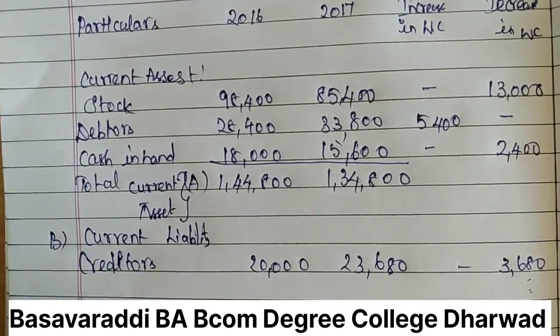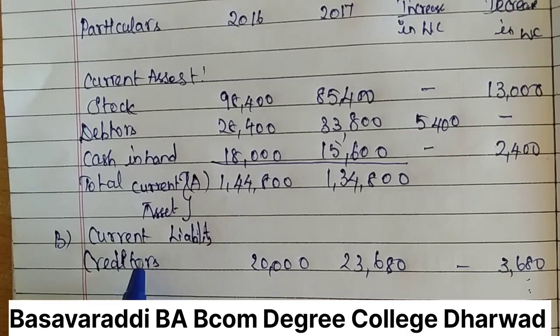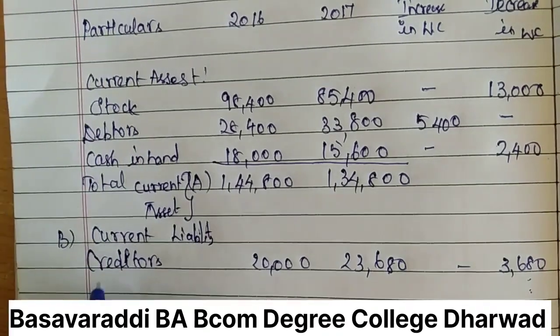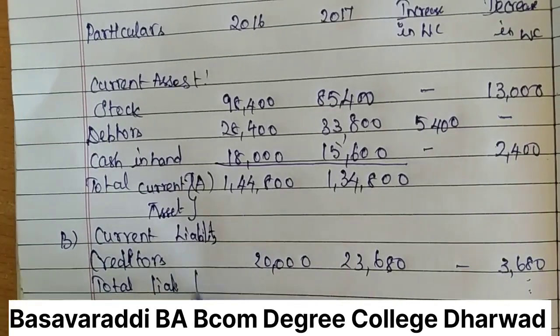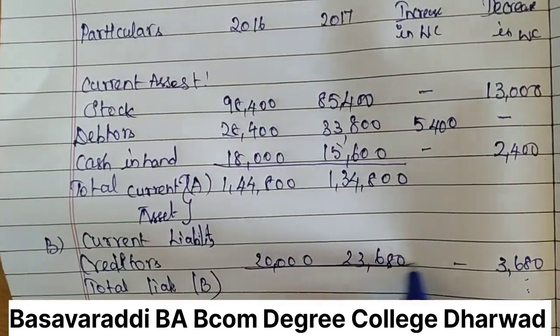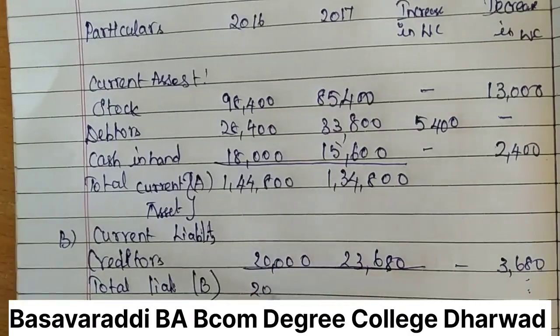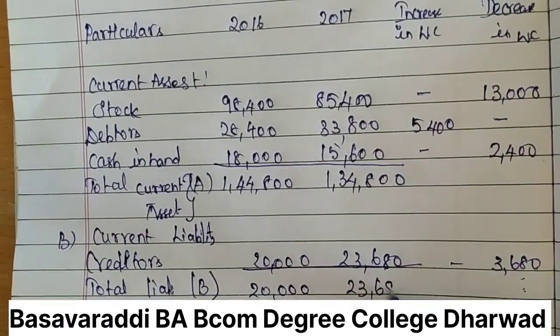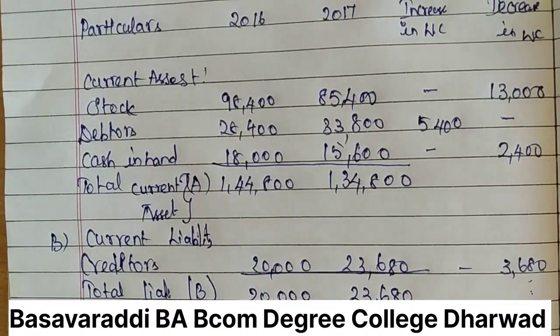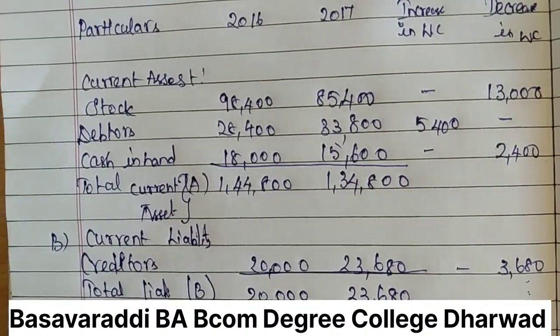Yes, only one current liability is there. We entered it. Now come to the total liability. We name it as B. Total it. So 1,24,800 for current asset, 23,680 for current liability.